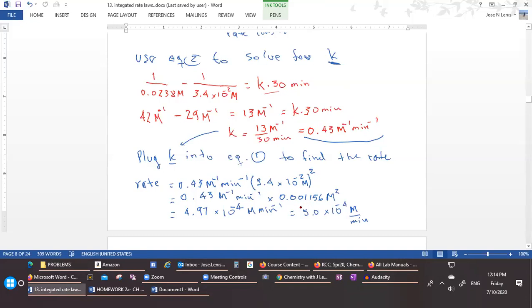And on your answers, don't forget to circle or square, put in a box, the final answer. And you write here, answer. So I know out of all these numbers, out of your calculations, this is your answer for the rate. That's how we analyze the problem. We do critical thinking. We write the formulas, we find the unknowns, and we solve the problem.